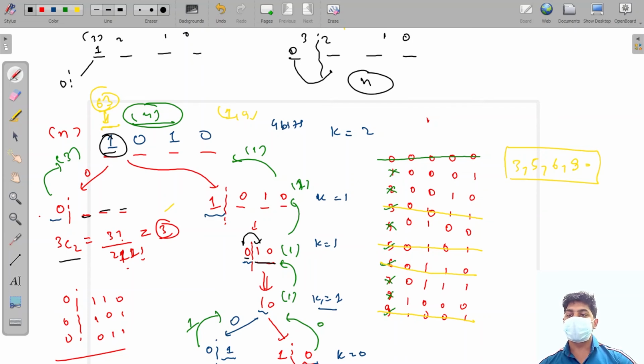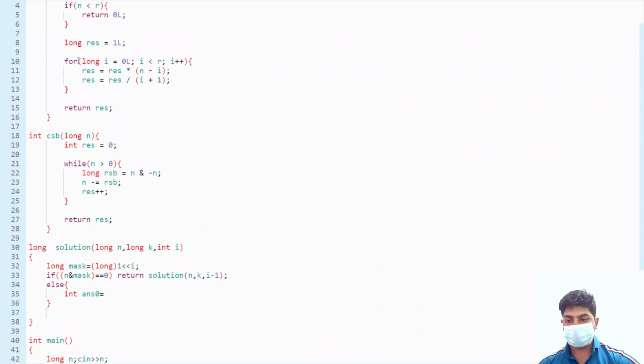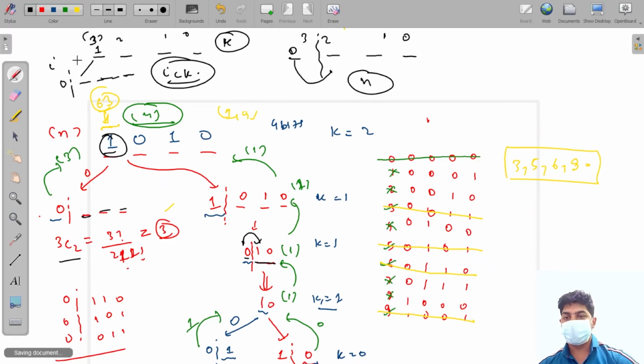If we set this bit as 0, then how many bits are remaining? 3 bits, and 3 is i, and k is the number of set bits. So we want iCk. What we will do is answer 0 equals nCr, i comma k.